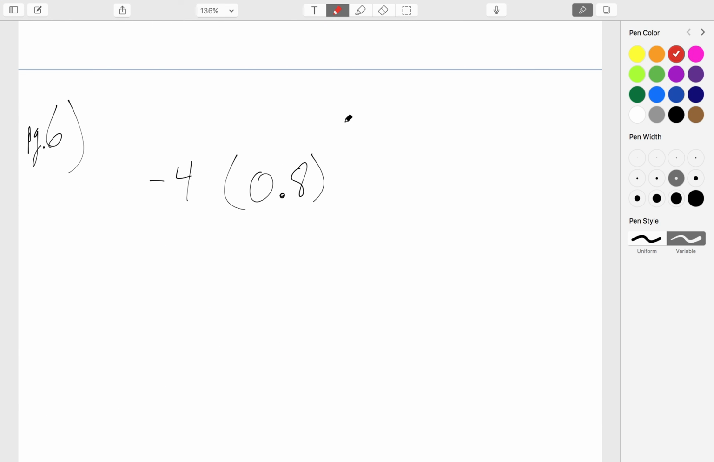Next one, negative 4 times 0.8. So what is a negative times a positive? It is going to be a negative. What is 4 times 8? Okay, so that's going to be 32, right? So I'm showing you a way to estimate it really quick. So estimate negative 4. Oh, it's still negative 4.